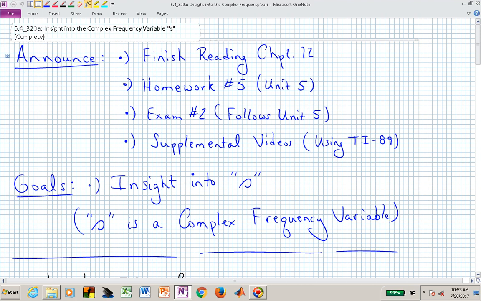What I want to try to do in this video is to get us a little bit better insight into what S is, or what it starts doing for us, or how to interpret this complex frequency variable S.